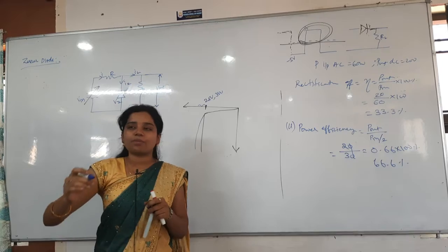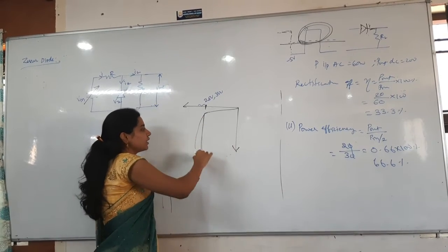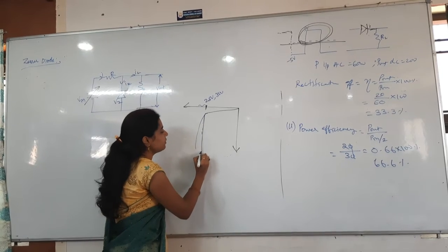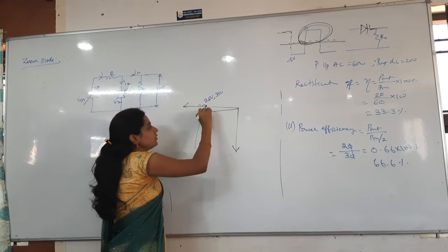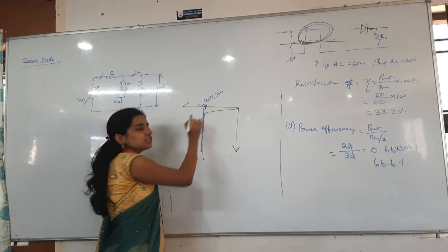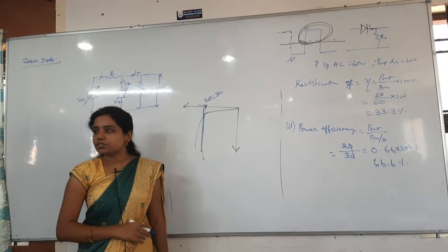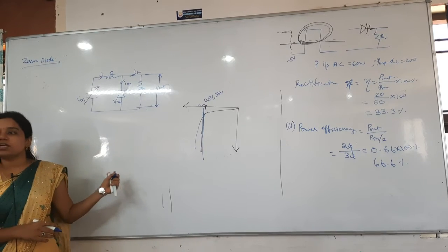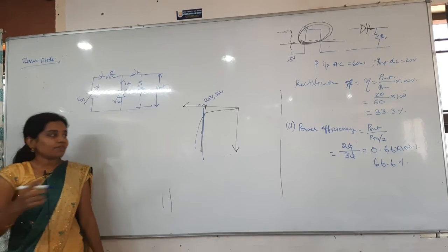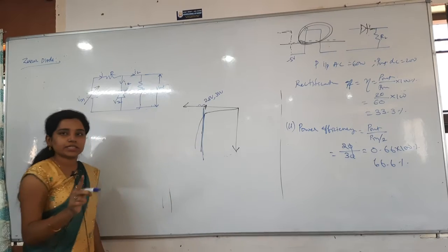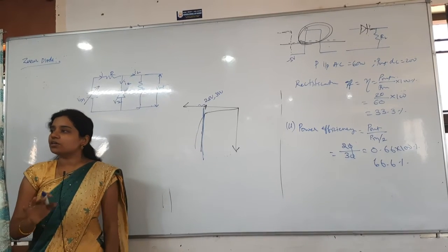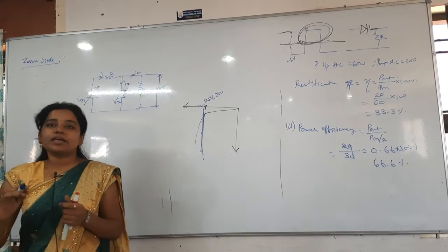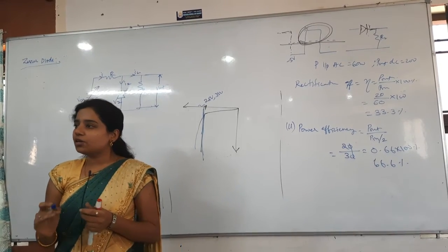After the breakdown, the current increases immediately like this. Whenever you see this straight line, it indicates that my voltage is constant here. The voltage is not changing. That is the main motto of the Zener diode: it gives a constant output even though the current is changing. The current is increasing, but the voltage is constant only.